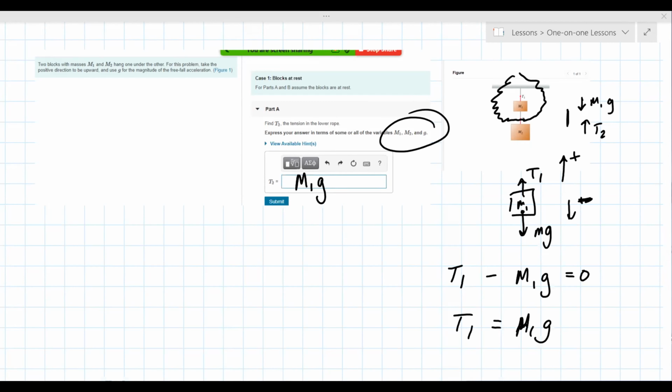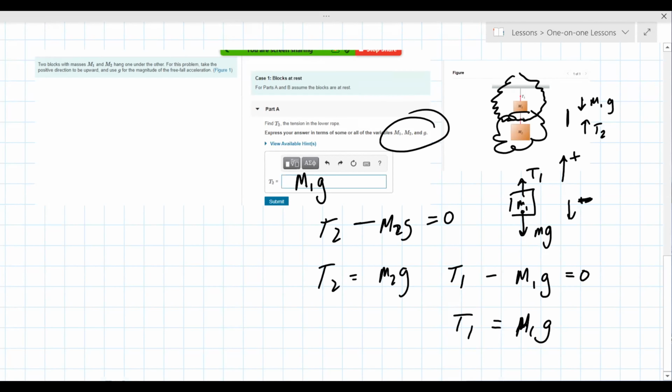This one says incorrect. The correct answer does not depend on M1. So it is G? No. The correct answer involves the variable M2, which was not part of your answer. Oh, well, T2 is, I'm sorry. So T2 is just M, I guess, so they're just looking at this bottom part. So T2 minus M2G equals 0 because it's not moving. So T2 equals M2G. Okay.